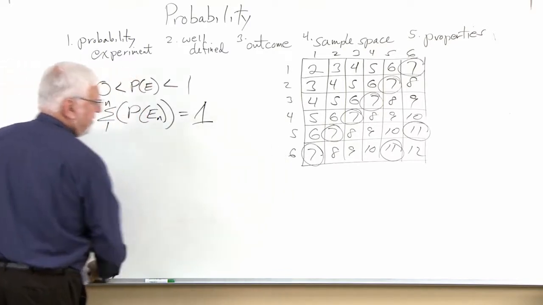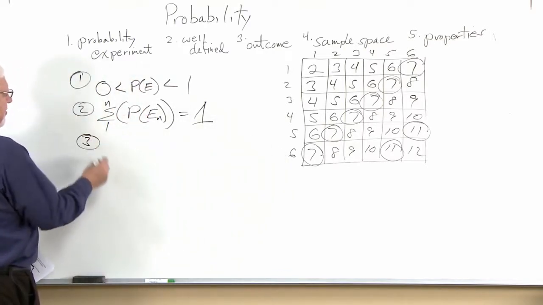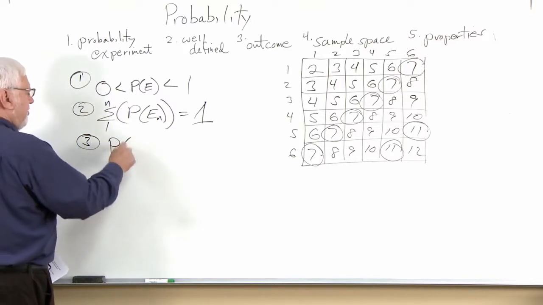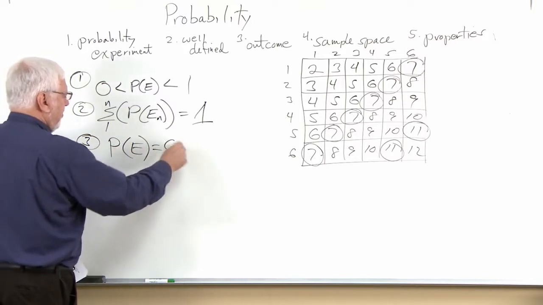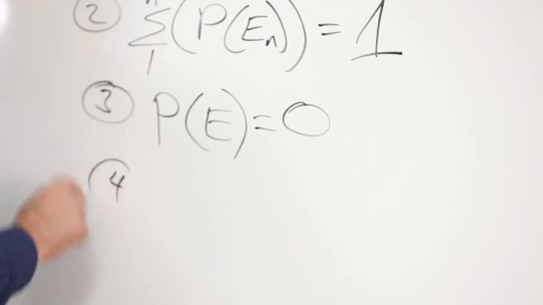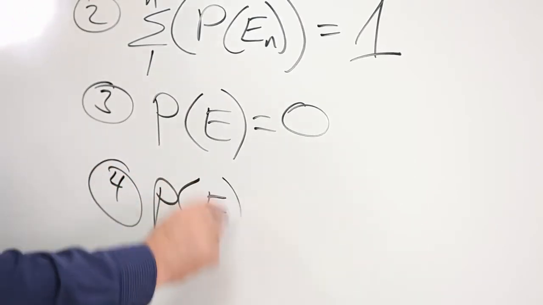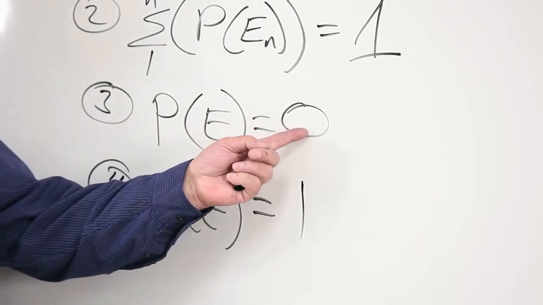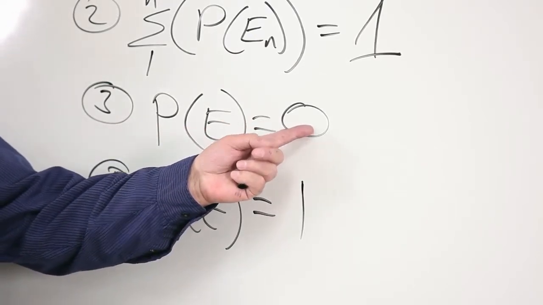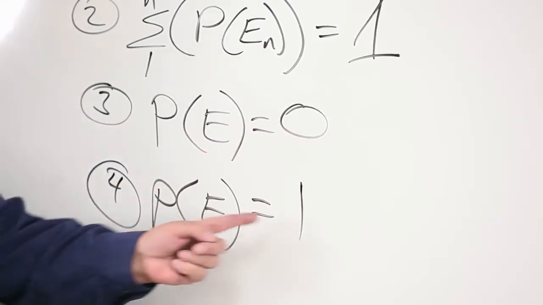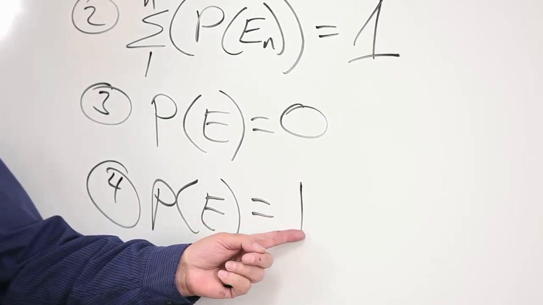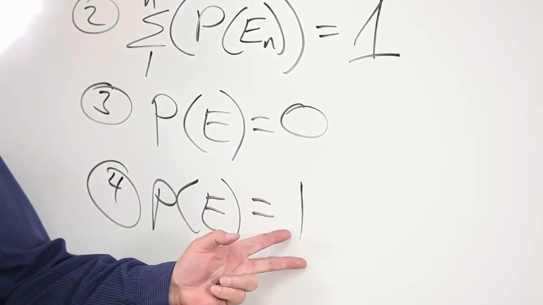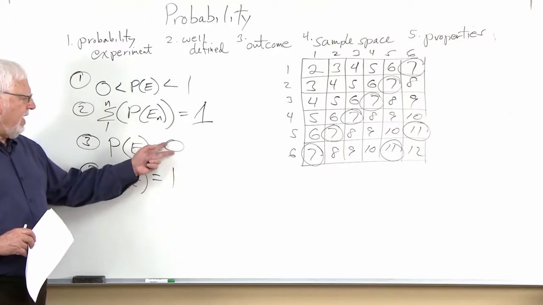Another property is, and this is kind of an important one because it's going to be asked to you on a test, if the probability of an event equals 0, what does that mean? And if the probability of an event equals 1, what does that mean? If it turns out to be 0, that means it can't happen. And if it equals 1, it means it has to happen. It doesn't mean maybe it'll happen. It means it will happen.